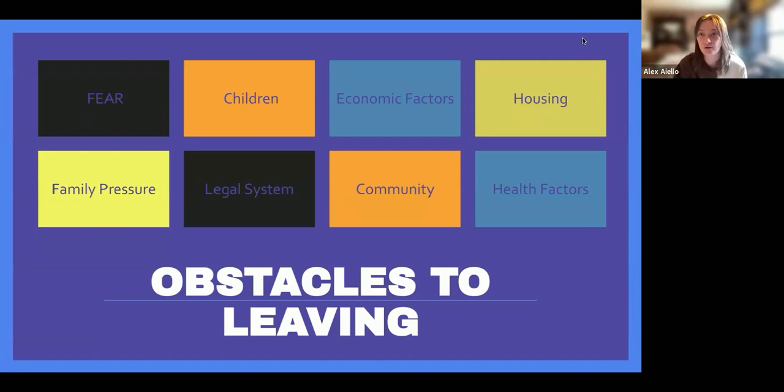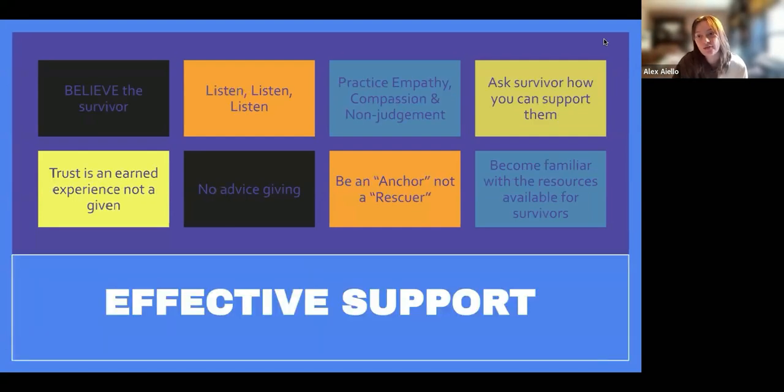And then lastly, health factors. If this person is recovering from a surgery and is reliant on their partner for care, for insurance, as I said before. These are just examples of obstacles, but there are so many others, and we just want to recognize that it is very difficult to leave a relationship, and some of these factors make it even more difficult for queer people.